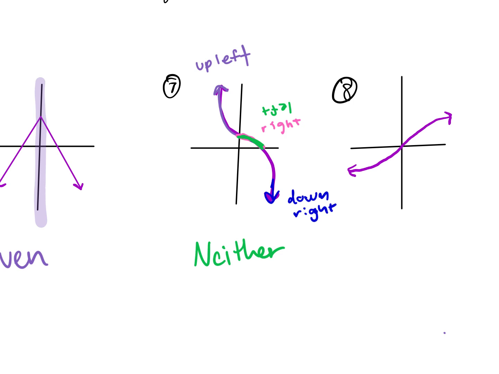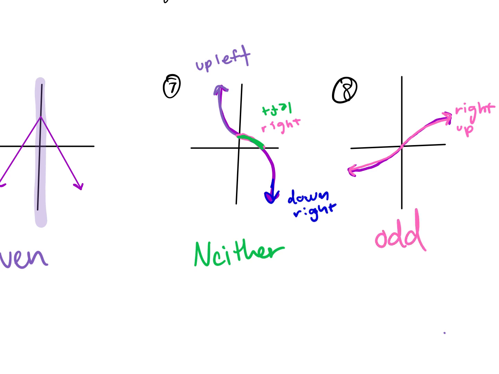All right, let's look at 8. So here I'm pointing to the right in the upper right-hand quadrant, and then left, and it goes down. So if I flip it upside down, it goes to the right in the upper right-hand quadrant, and left goes down, so this would be odd.